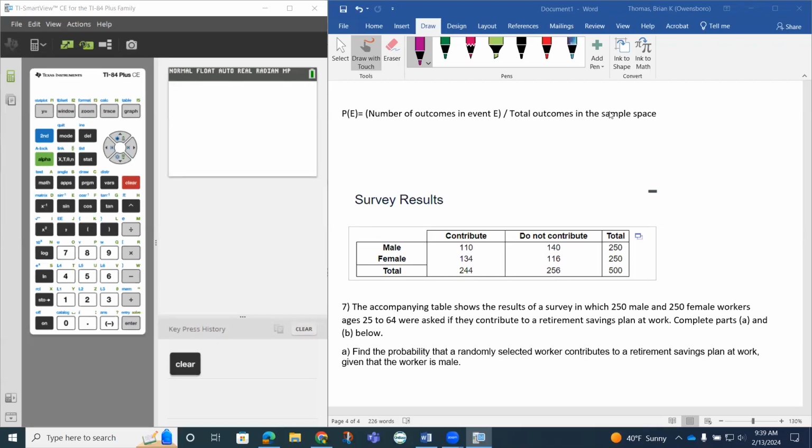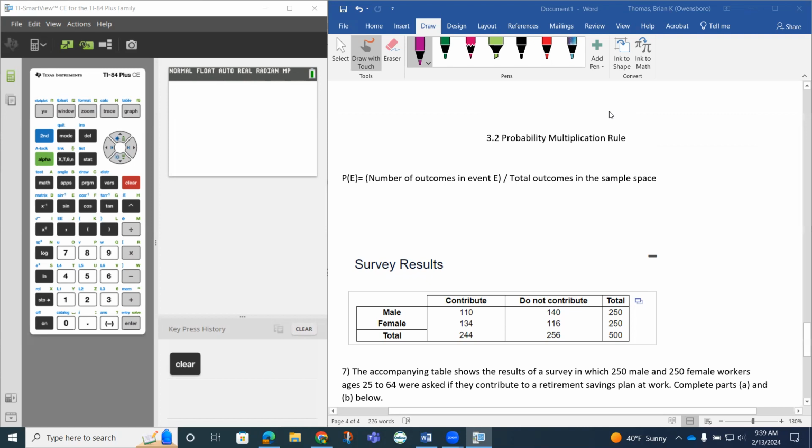So today what I'd like to look at is some materials from section 3.2, probability using the multiplication rule. In the multiplication rule, one of the first things we have to do is understand how to determine probability. So remember, the probability of an event is equal to the number of outcomes in the event divided by the total outcomes in the sample space. The number of outcomes in the event is basically what I want, my desired outcomes, if you will.